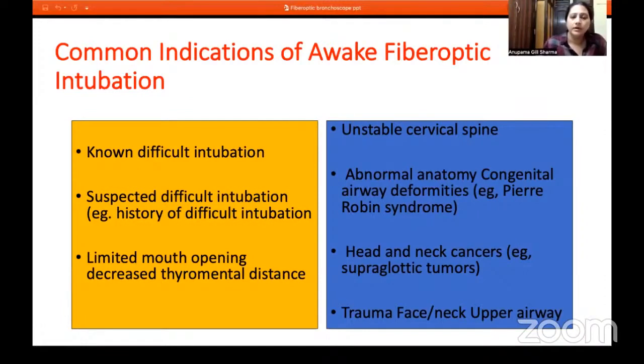Indications for a fiber optic as such can also be to look at the position of the tube. If you're putting a DLT, you have to confirm which side the tube has passed.